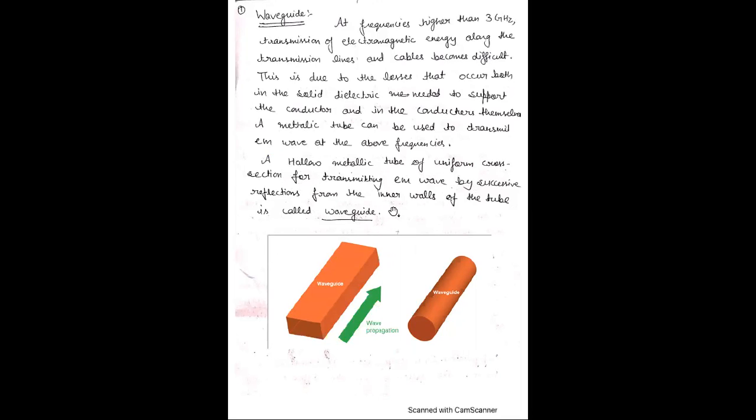It is a hollow metallic tube of uniform cross section in which, inside the waveguide, there is successive reflection, like total internal reflection, from the inner walls of the tube. These are the wave propagation. This is a rectangular waveguide and this is the circular. Mainly two waveguides are used. There are other waveguides, but basically two waveguides are generally used for transmission of waves.